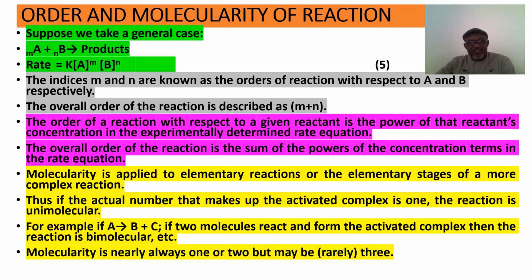So the order of reaction with respect to a given reactant is the power of that reactant's concentration in the experimentally determined rate equation. Remember, it must be experimentally determined. The overall order of reaction is the sum of the powers of the concentration terms in the rate equation.